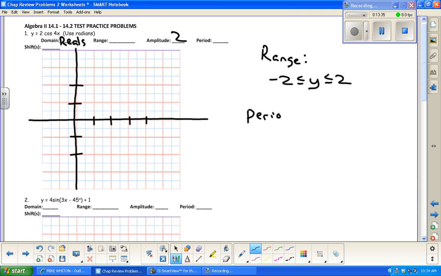Okay, this is one that can be a little tricky sometimes, especially with radians. Always 2 pi divided by the b value. Okay, or for degrees, it's 360 divided by the b value. This one had a b value of 4. So the period's 2 pi over 4. And we do want to reduce. 2 over 4 is 1 over 2. So the period is actually just pi over 2. So that'll be our fourth little piece here.